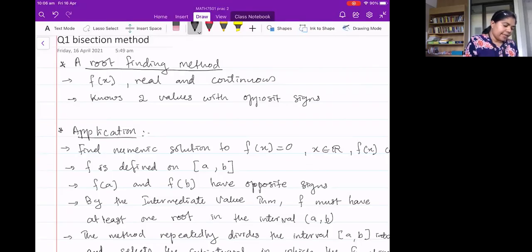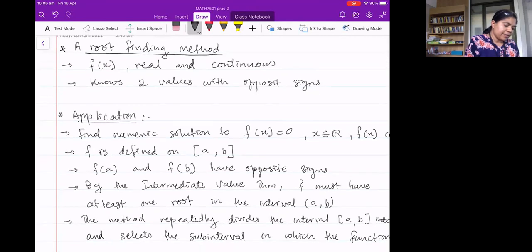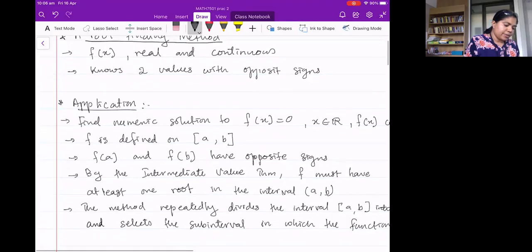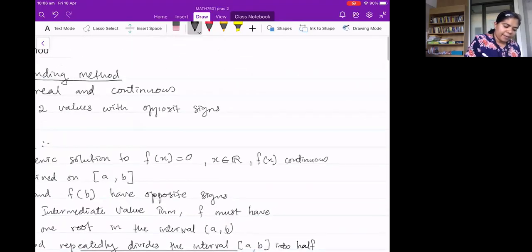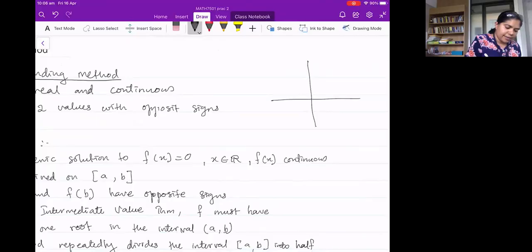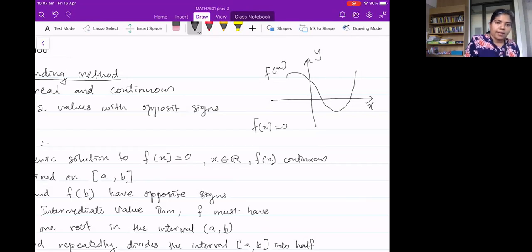In it, you need to have a real valued function which is continuous, and you need to know two values with opposite signs. For example, maybe your function is something like this. It is continuous and real valued. That's f of x. We want to find all solutions of the equation f of x equals 0, using the bisection method.